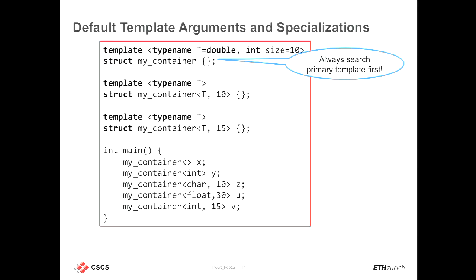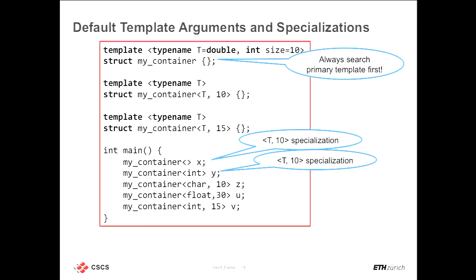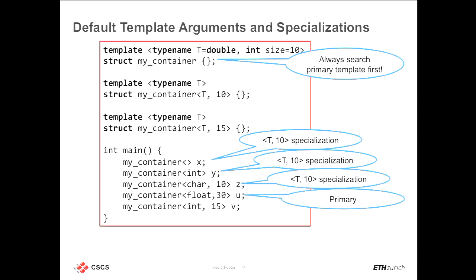Also in the first case, even for x, it goes to the primary template, it puts double and size 10, and then it goes here and says, look, there is a specialization for the case in which the size is 10. So I will call this specialization. So this will instantiate the specialization with 10. This also specialized with 10. This even more. Yeah, we specialize 10, so it goes here, override the default value. This one goes to the primary, because 30 is not in any specialization.